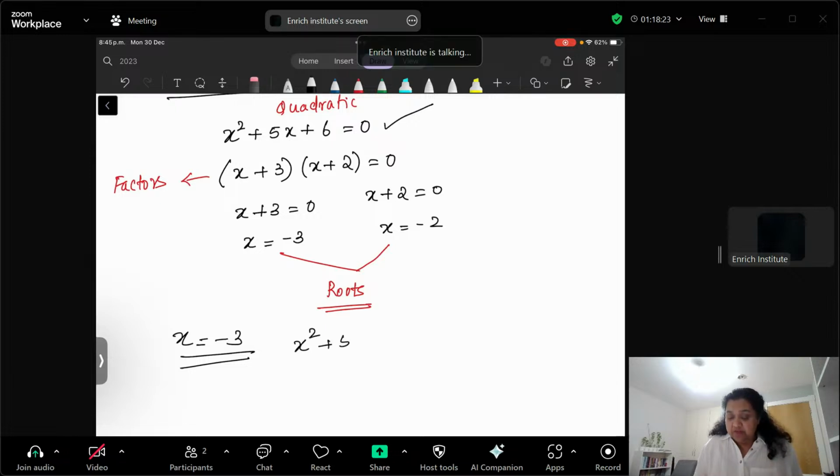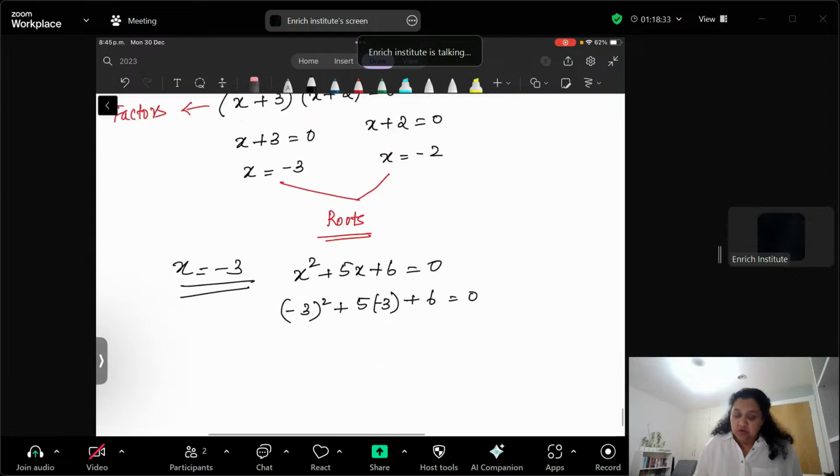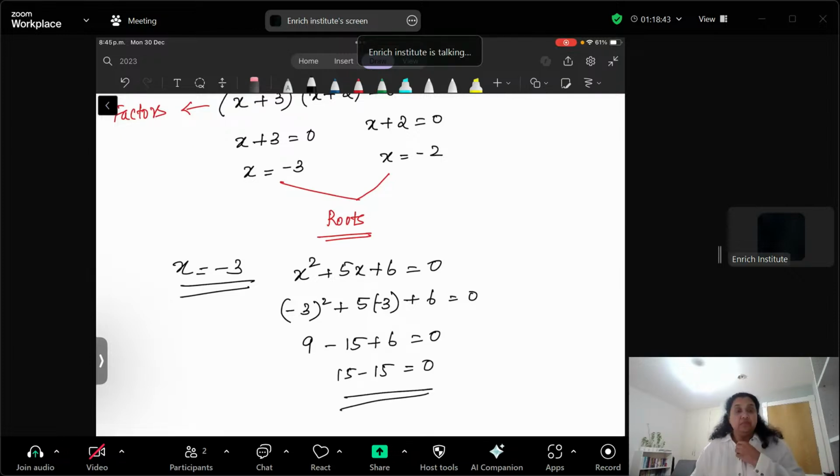So x square plus 5x plus 6 is equal to 0. I'm going to write this as minus 3 square plus 5 into minus 3 plus 6 is equal to 0. So which is like 9 minus 15 plus 6 is equal to 0. So 15 minus 15 which is equal to 0. So if you have a root of an equation, if you sub it into the quadratic, you will get it as 0. That is a criteria. The same is with the cubic expression also. If you have a cubic expression, if you sub in the factors, you will get it as 0.